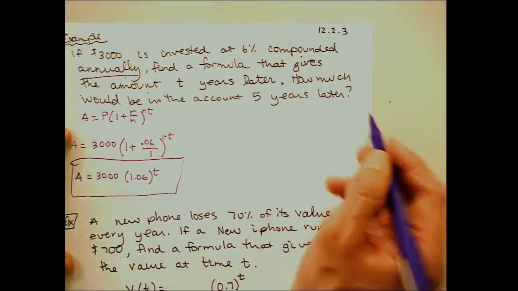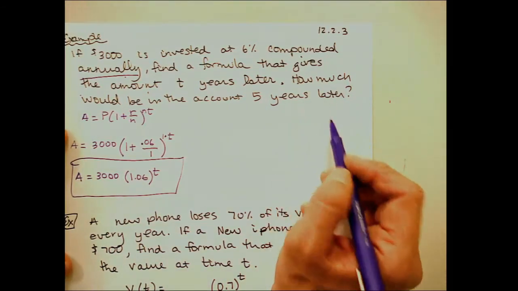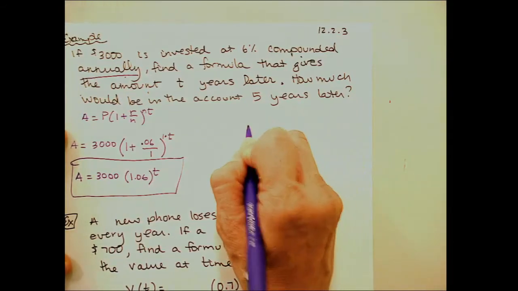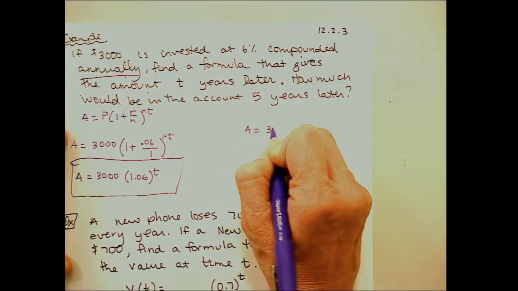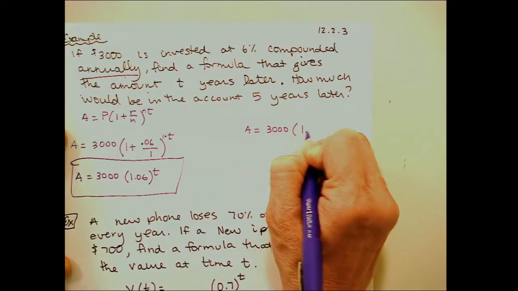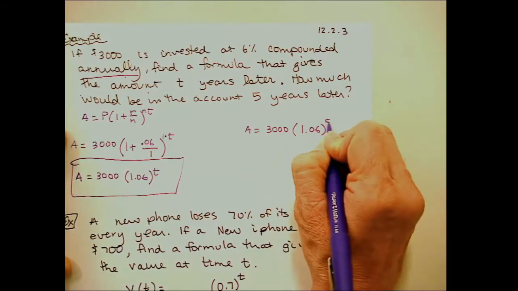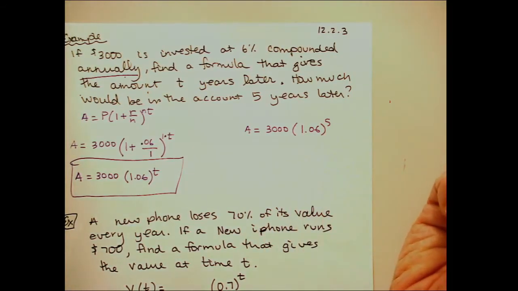So now the second part, the second sentence says, hey, find how much would be in the account 5 years later. So A equals 3,000 times 1.06 to the 5th. Okay, I don't have a calculator. Hold on, I'm going to go grab one.